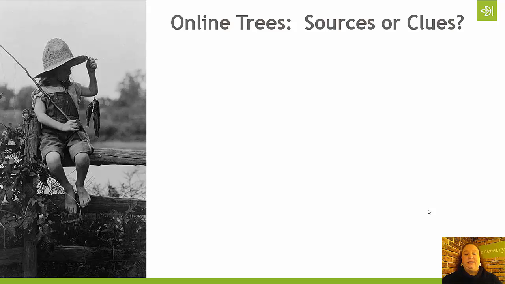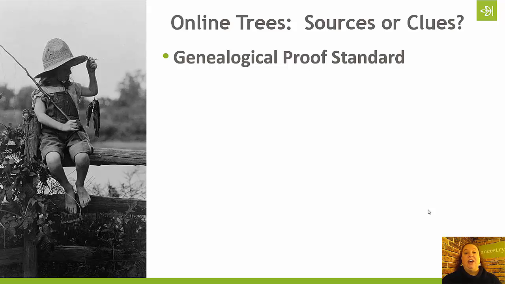And I want to frame our discussion in the context of the genealogical proof standard. If you're not familiar with the genealogical proof standard, if you go to the Ancestry YouTube channel and search for the playlist called Genealogical Proof Standard, I did a 6-video series about this that does a little bit of a deeper dive than we have time to do today. Today we're just going to quickly review the 5 steps of the proof standard and talk about how that relates to online family trees.